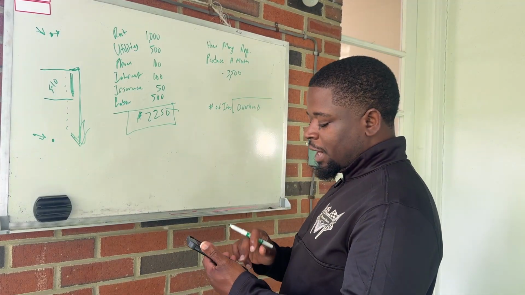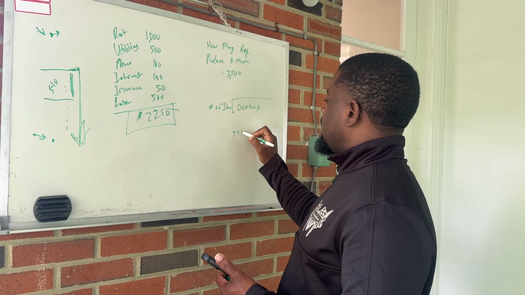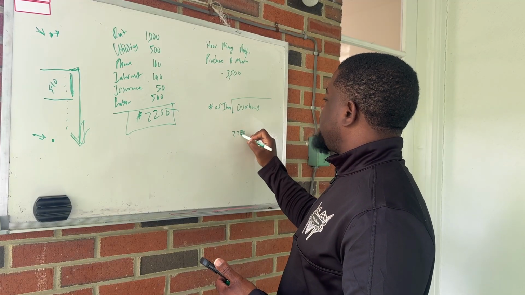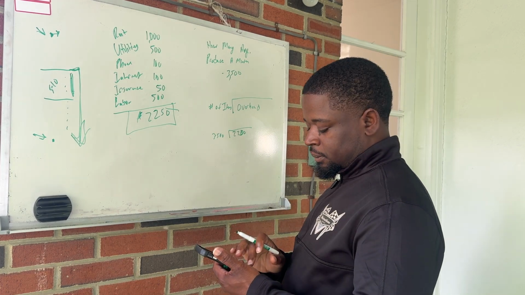So here's what you're going to get. I'm going to get 2,250 divided by 3,500 items a month.